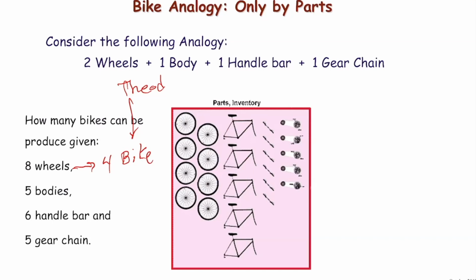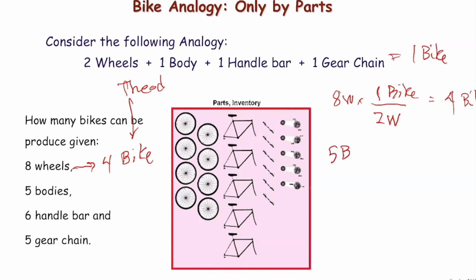8 wheels, divided by 2, here is the conversion factor. Remember this is 1 bike, and we know that 2 wheels equals 1 bike, so I can potentially make 4 bikes. Again, I'm showing you dimensional analysis. 5 bodies, and I know from my equation that 1 body equals 1 bike. So potentially I can make 5 bikes from those bodies. See how I'm doing dimensional analysis?